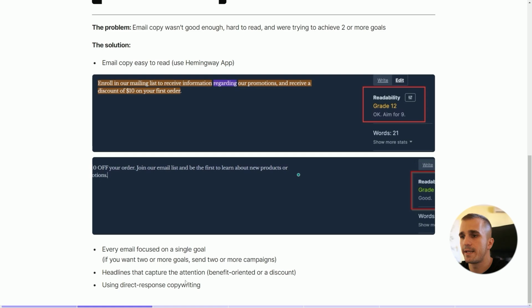Then we have implemented headlines that capture attention. They were usually benefit oriented or a discount. You always want to have a headline because when your customers open your email, it tells them there's something for you in this email. Keep scrolling, keep reading, and that way you get their attention so that ultimately they buy from you. We have used direct response copywriting, so every email, as I mentioned, elicits one action and the copy is adapted for that action based on the goal that we want to achieve.